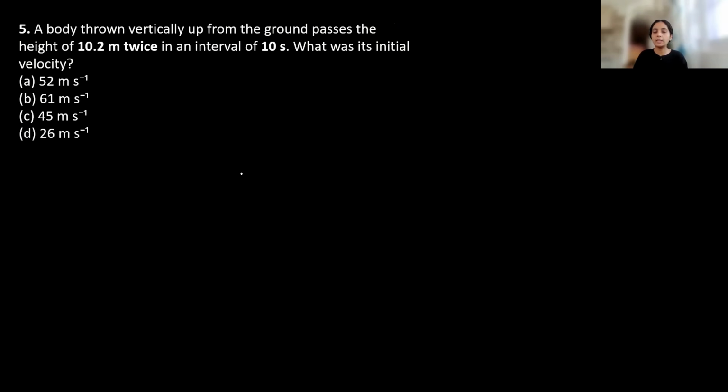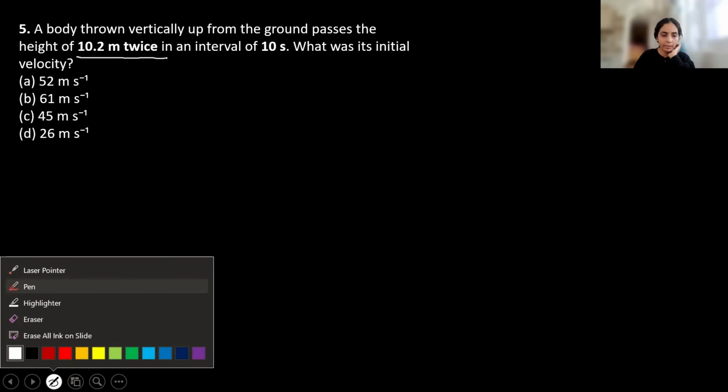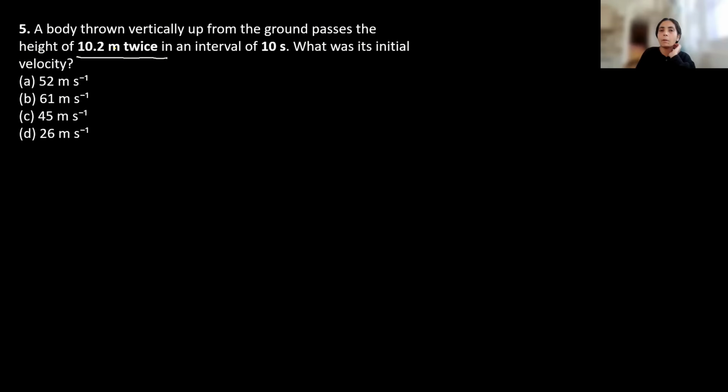A body thrown vertically up from the ground passes height of 10.2 meter twice in an interval of 10 seconds. What was its initial velocity? So question ये कह रहा है कि 10.2 मीटर के मार्क को वो कितने इंटरवल में कवर करता है? 10 सेकेंड. तो देखो जब आप बॉल को फेंकते हो it is going up and up and up. 10.2 मीटर के मार्क को आप उसको मार्क कर लो.